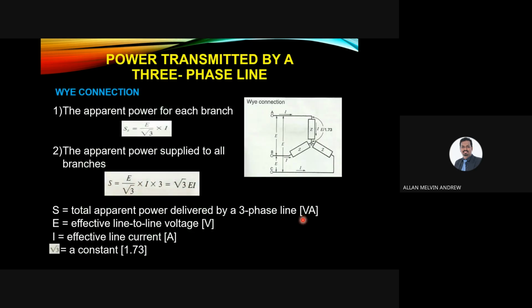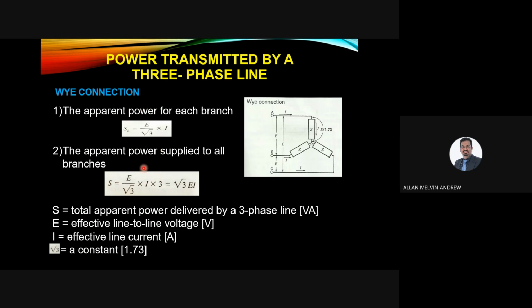Okay, so I go to the next subtopic, the power transmitted by a three-phase line. We look at Y connection first because we need to understand how the power is transmitted from the generator. The apparent power S for each branch equals E over square root of 3 times I. So this is the formula.